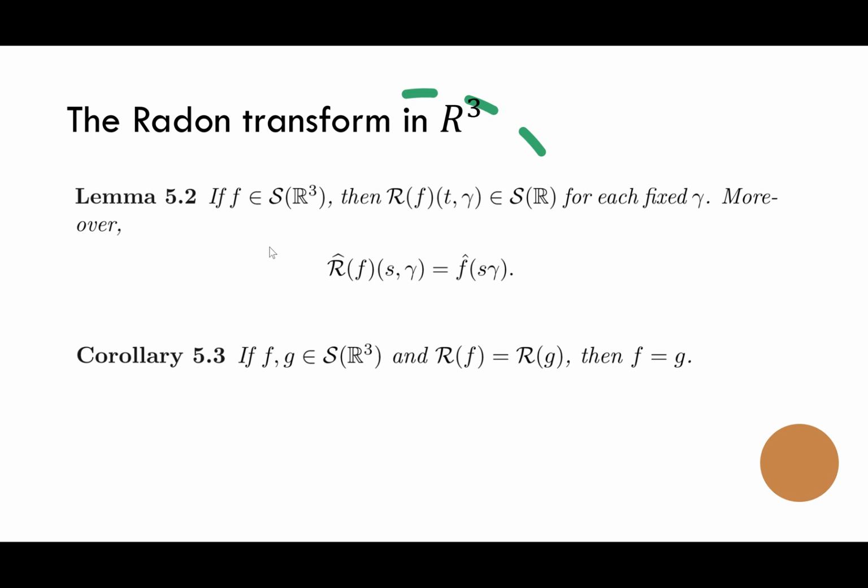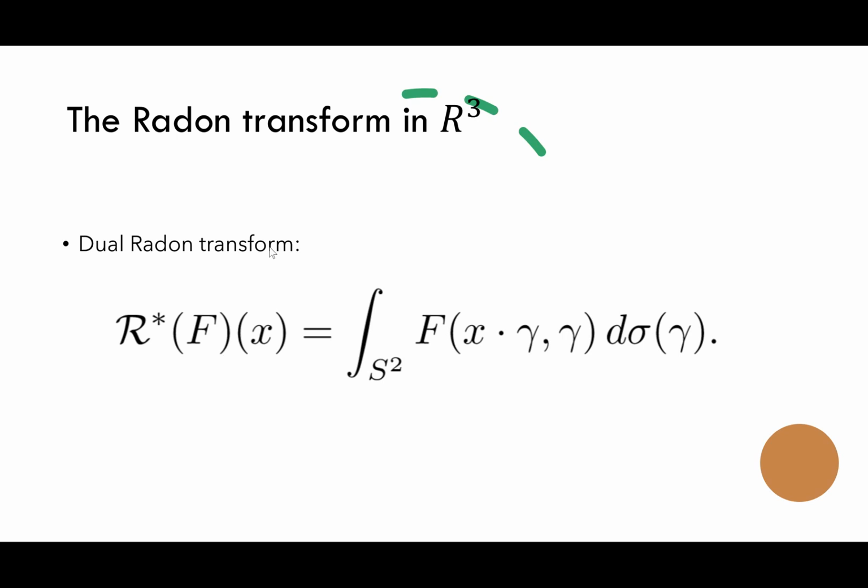Now for the reconstruction problem, we define the dual Radon transform, which is R star g of x equal to integrating g of (x times gamma, gamma) over gamma in the sphere, which is basically integrating g over the subset of all planes passing through x.